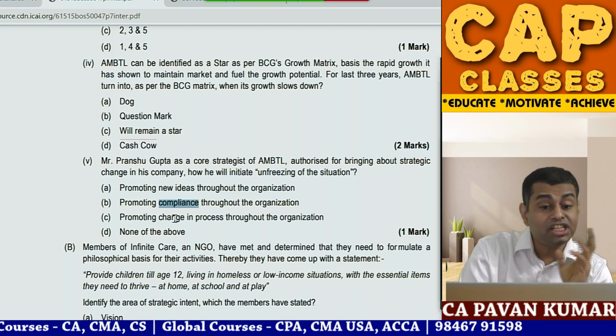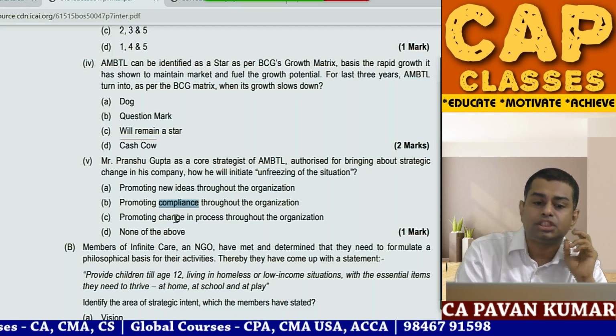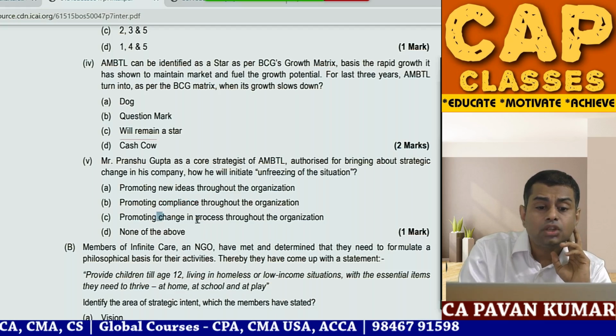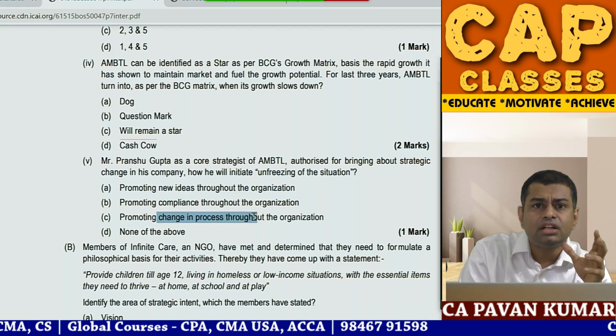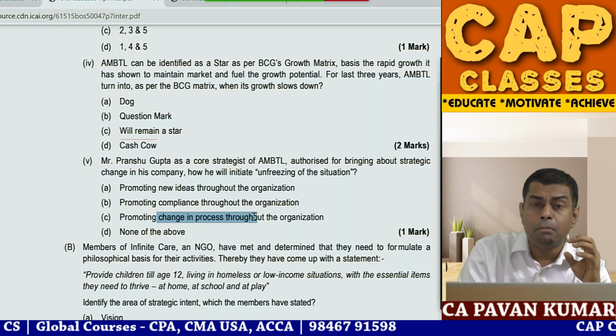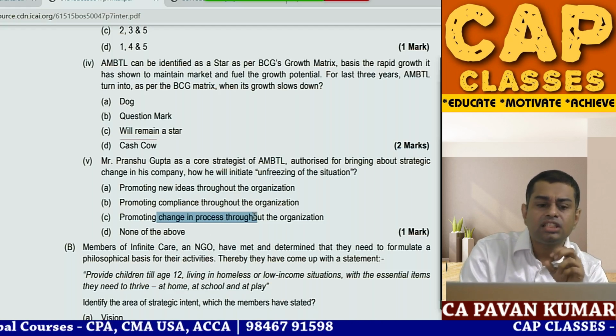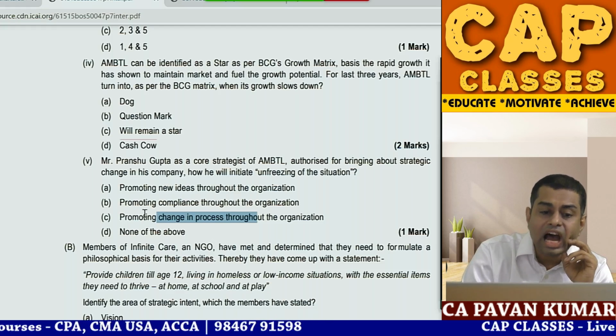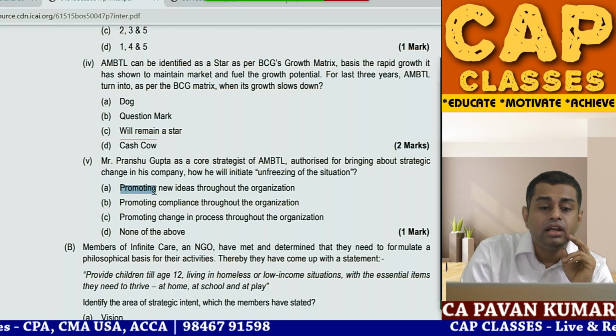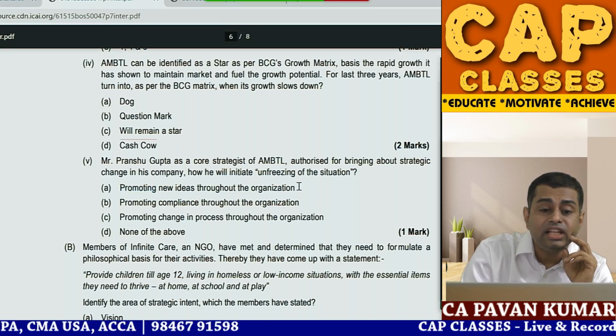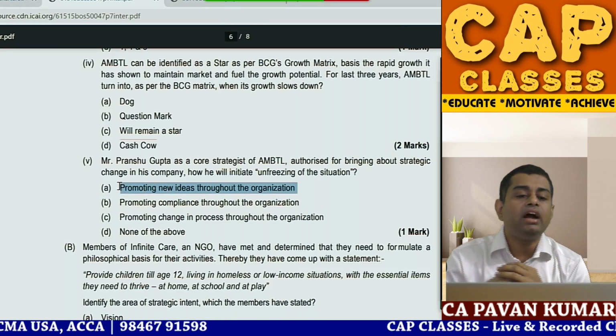Then promoting change in process throughout the organization. Process change. So are you doing any kind of implementation? Are you doing any kind of monitoring and control of strategy? No. So from where has change come? None of the above. So the answer seems to be you can unfreeze the situation through new ideas.